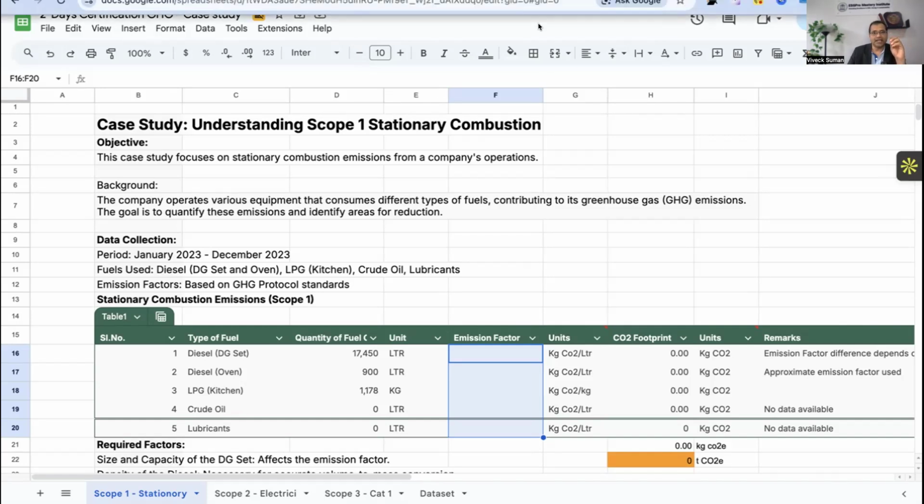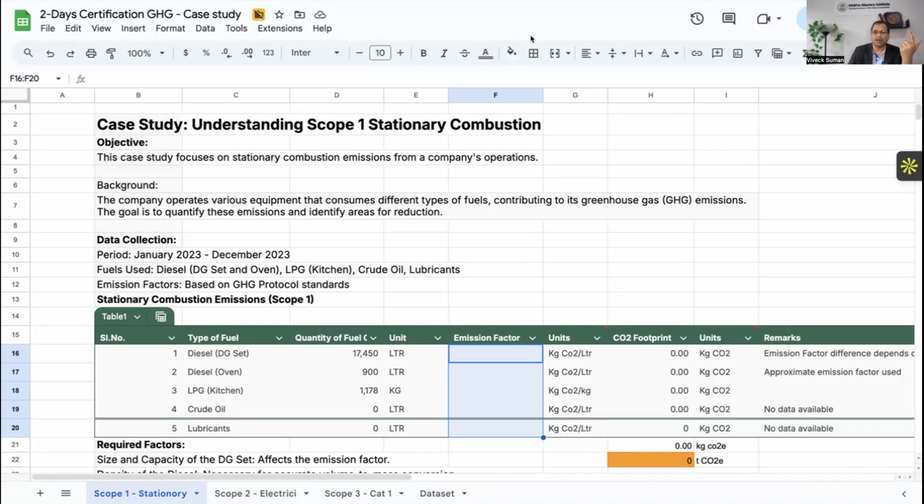Now, what we are doing today is we are learning the scope 1 emission calculation. And here, 4 learnings, and that's how I say your mind blown number 4, 5, and 7 will happen here itself. Clear, everyone? So let's start with the case study. What is this case study? So this is a case study about scope 1 stationary combustion calculation.